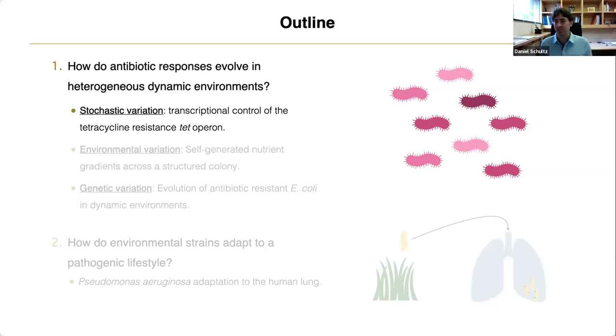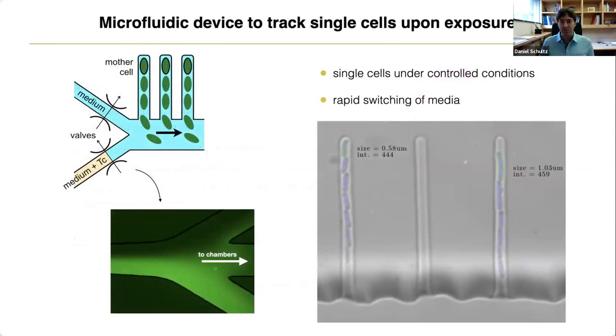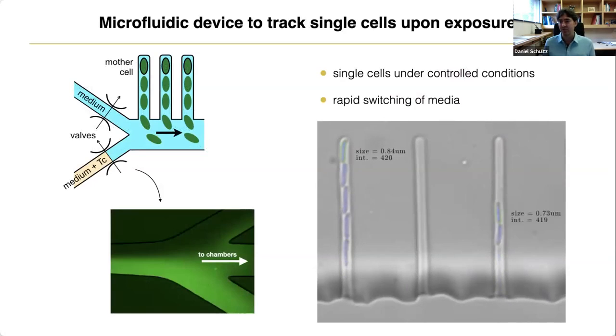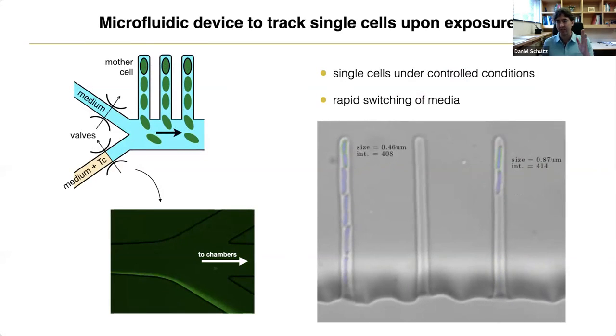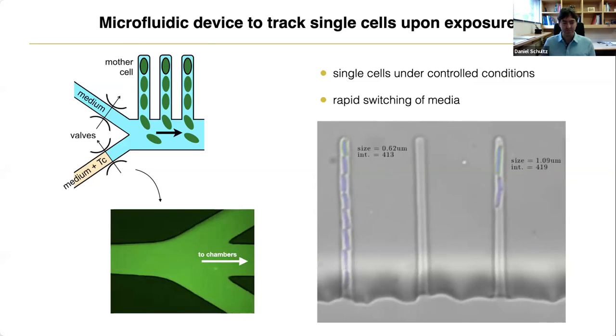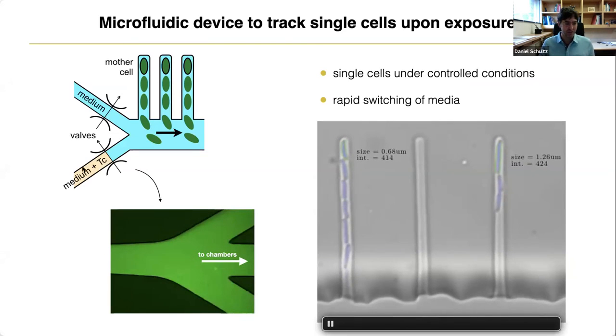So they're subject to a lot of noise. So that makes bacterial physiology pretty noisy, and this noise can kick cellular responses in different directions. To look at this, we have developed a microfluidic device to image single cells as they are exposed to antibiotics. This is the design here.